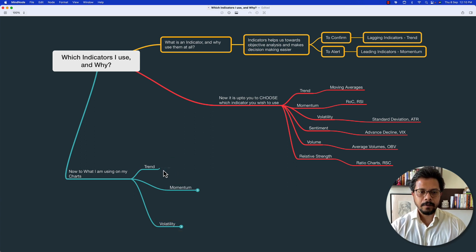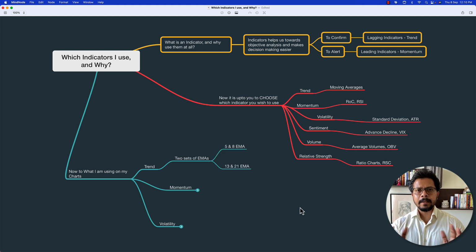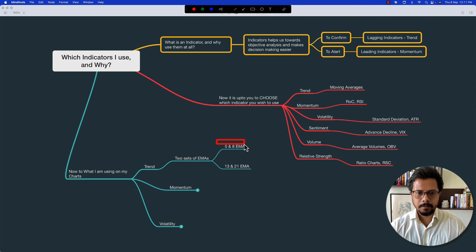So what am I using for trend? For trend, I'm looking at two sets of exponential moving averages. If you have done any kind of a course or program with me, you'll know I use triple moving averages like 13, 21, 34. I do share in the classes that you can play around with the combination. We can reduce them, increase them, depending on what kind of time frame you're looking to trade. So 13, 21, 34, if you're trying to use three exponential moving averages, I have essentially broken those three into two parts: 5 and 8 EMAs, and 13 and 21 EMAs.